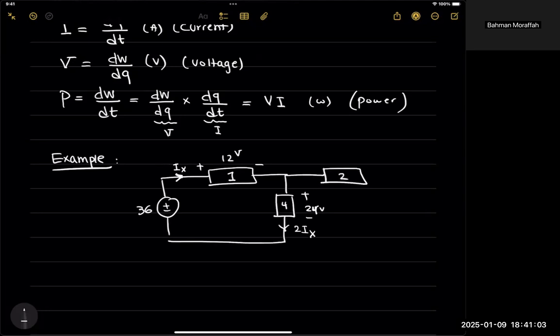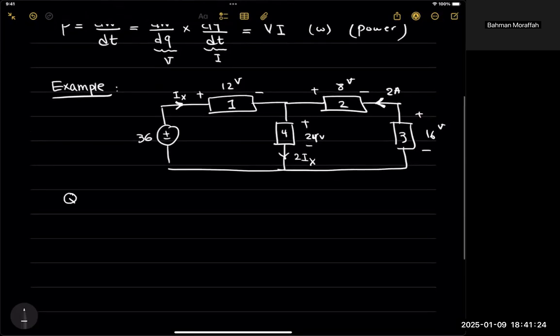I have element 2 with voltage across 8 volts. I have element 3 with voltage across 16 volts. And let's say the current here is going in this direction, and the value for it is 2 amps. And the question is asking us, what is the power absorbed by element 1?